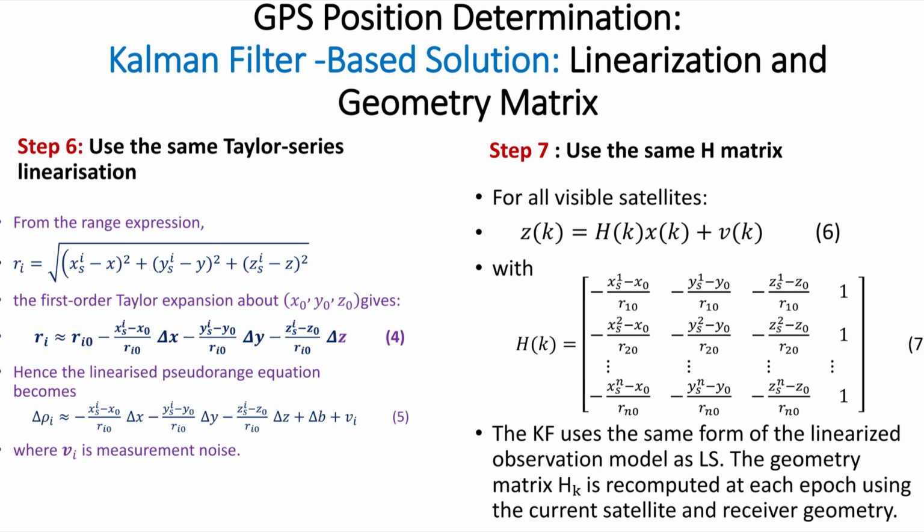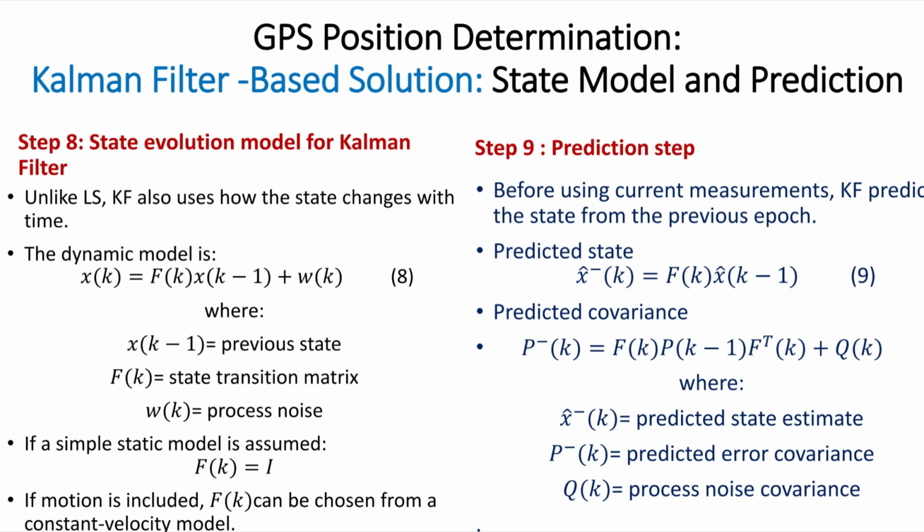The geometry matrix, H, represents the relationship between changes in receiver position and the corresponding changes in pseudorange. The main difference between the Kalman filter and least squares is the use of a state evolution model. Before processing new measurements, the Kalman filter predicts the current state from the previous state. It also predicts the corresponding error covariance.